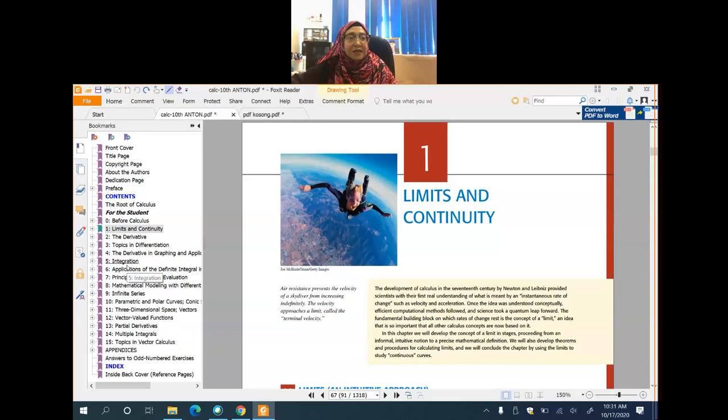And then of course, we will go to the application, as I've mentioned. Then we go to the principle of the integral evaluation, and then we continue with the infinite series. The infinite series, which is in chapter 9, will be our last chapter. So that's it. It's not too much for you to cater in 14 weeks. Some of it is just a revision of your additional mathematics.